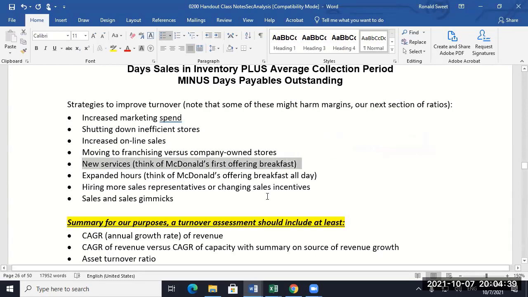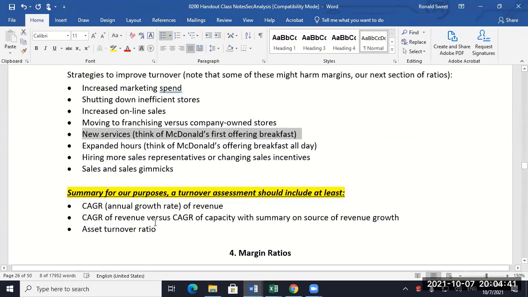New services. I always pick on McDonald's, but McDonald's offered breakfast for the first time. They didn't know if that was going to be successful. We think now, well, that's so obvious. You offer breakfast. What happens to your revenue per store if you offer breakfast? That's a huge increase, like a 50% increase if it works. If it doesn't work, what then?